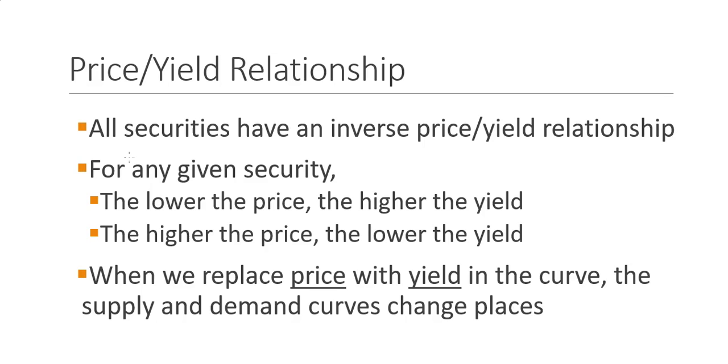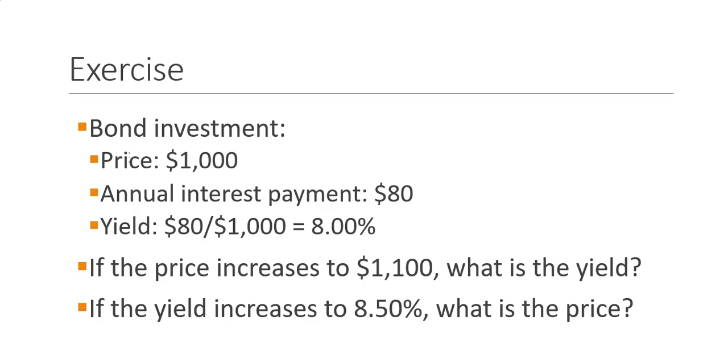For any given security, the lower the price, the higher the yield, and the higher the price, the lower the yield. They have an inverse relationship. As a result, when we replace price with yield in the curve, the supply and demand curves change places. So keep that in mind whenever we're working with supply-demand curves and securities. Let's do an exercise to understand how this inverse relationship works.